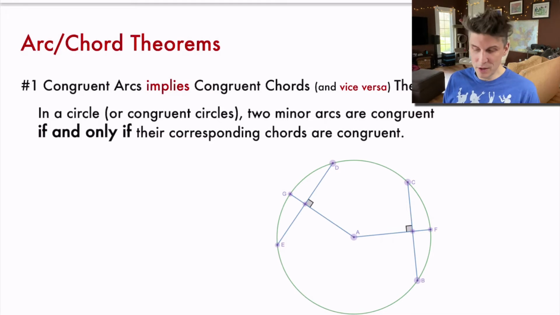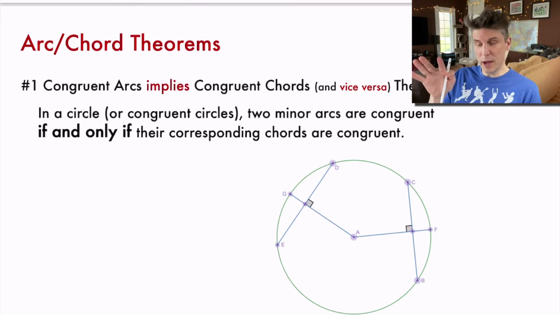So the first one, we're going to be talking about theorems here. And I'm naming these. Every textbook will either name a theorem themselves, or they'll just give it a number like theorem 1.2 or something. So this is just my first arc chord theorem that I'm putting in this presentation. I'm calling it the congruent arcs imply congruent chords theorem, and vice versa.